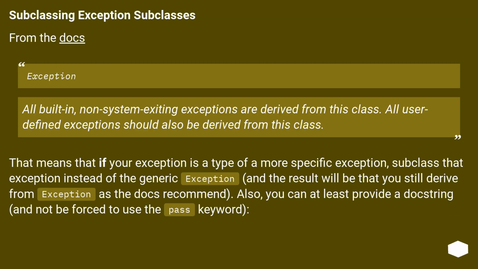Subclassing Exception subclasses. From the docs: Exception: all built-in, non-system-exiting exceptions are derived from this class. All user-defined exceptions should also be derived from this class. That means that if your exception is a type of a more specific exception, subclass that exception instead of the generic Exception, and the result will be that you still derive from Exception as the docs recommend. Also, you can at least provide a docstring, and not be forced to use the pass keyword.